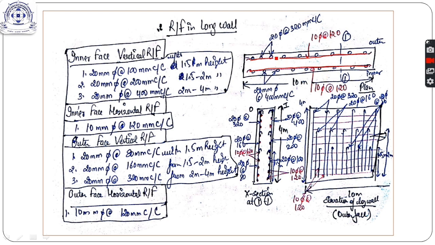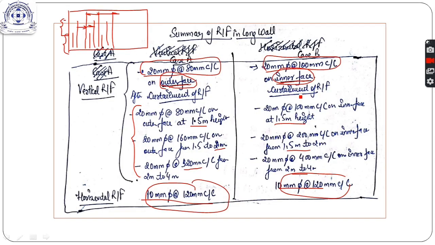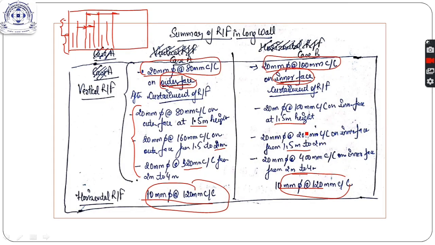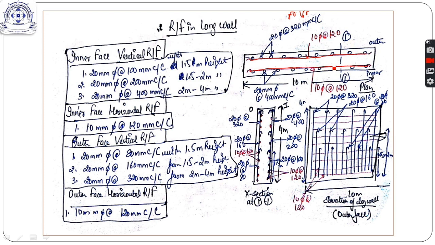And the main reinforcement is the vertical reinforcement. On the outer face we have 20 mm dia bar at 80. So we have three types of reinforcement here: 80 spacing, 160 spacing and 320 spacing. And in the inner face we have 100 spacing, I have written it here, 100 spacing, then 200 spacing, and then 400 spacing. So this is the plan.